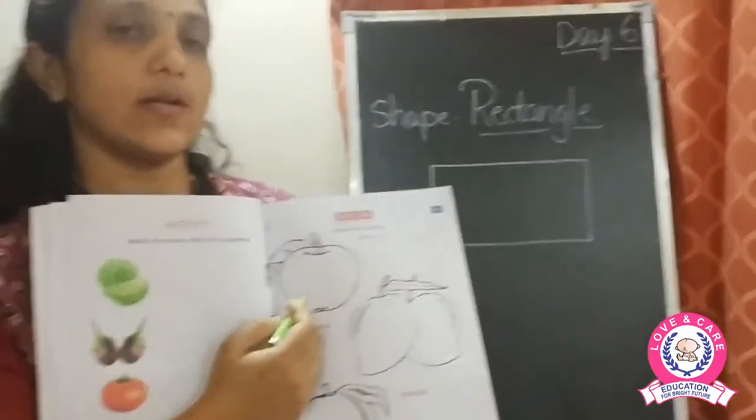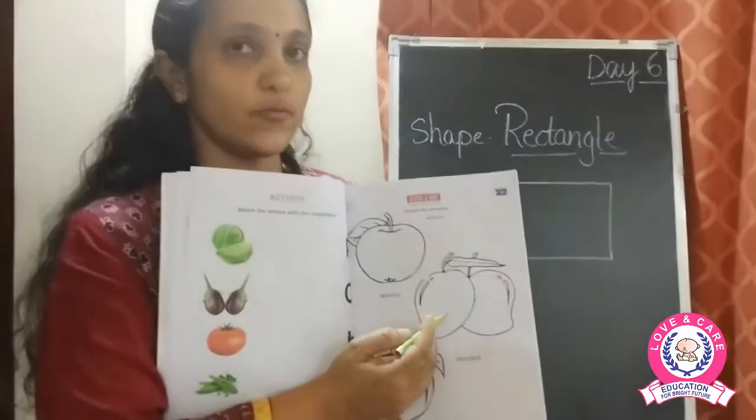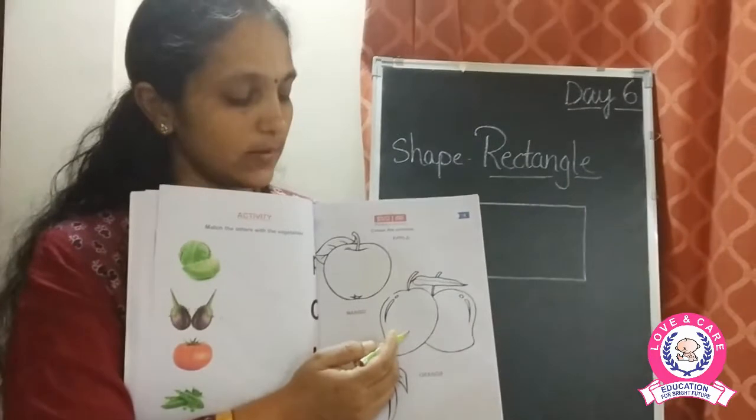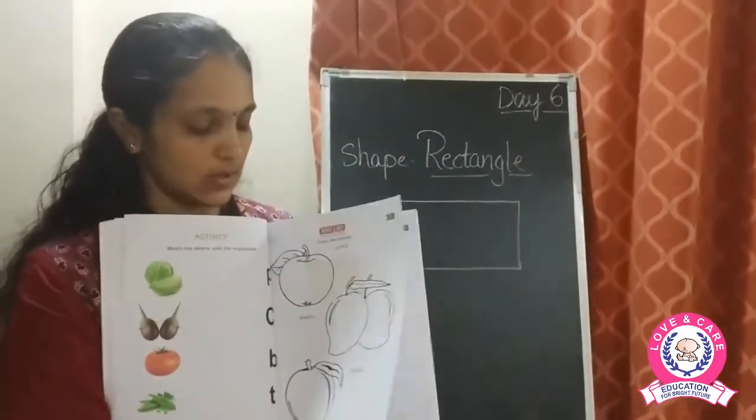Now apple is red in color also, and nowadays you get even a green apple. Then mango. This is a fruit, so we are going to color it yellow. And the orange, the name itself is orange, so it should be orange in color.